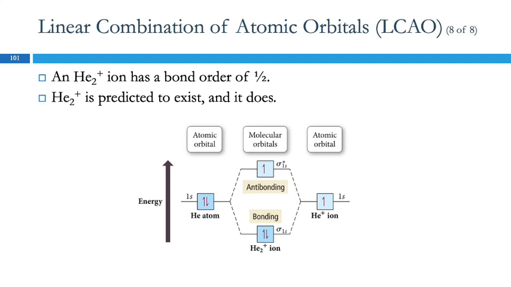So the bond order then is going to be different. We have 2 in the bonding orbitals and only 1 in the anti-bonding orbitals, and that'll be divided by 2. So that gives us a bond order of 1/2, which says this should exist. And it does. It's not common, but it can exist.